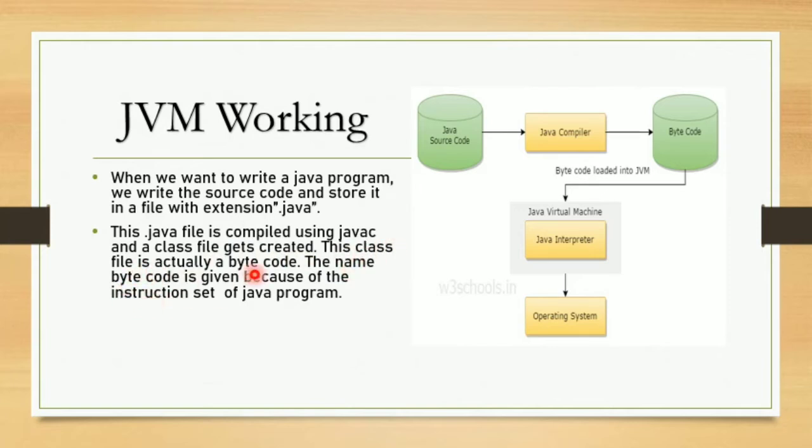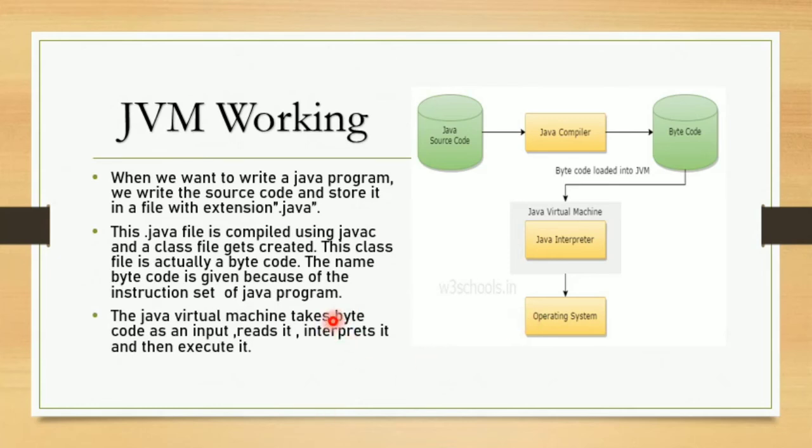This class file is actually bytecode. The name bytecode is given because of the instruction set of the Java program. So the Java source code will be compiled and create the bytecode. The bytecode is loaded into the Java virtual machine, going to the Java interpreter and then the operating system, and giving the output. The Java virtual machine takes the bytecode as input, reads it, interprets it, and then executes it. So that is the Java virtual machine working.